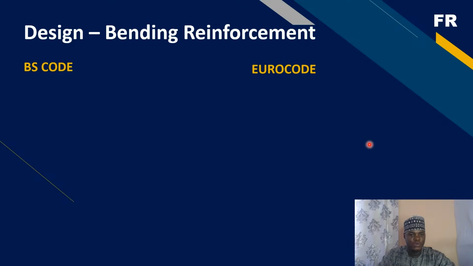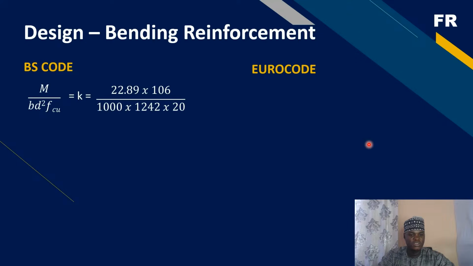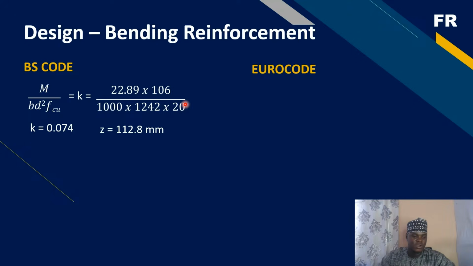So once we're done with the analysis, the next thing is now to design for the bending reinforcement. We are all familiar with this formula, K equals M over bd squared fcu. M is the moment, b is the width of the slab, d is the effective depth, fcu is the characteristic strength of concrete. So substituting M, 22.89 for BS code, times 10 to the power of 6, divided by b of 1000, d of 124 squared, times 20, you are going to have a K value of 0.074. From there, you can determine your lever arm, 112.8 millimeters.